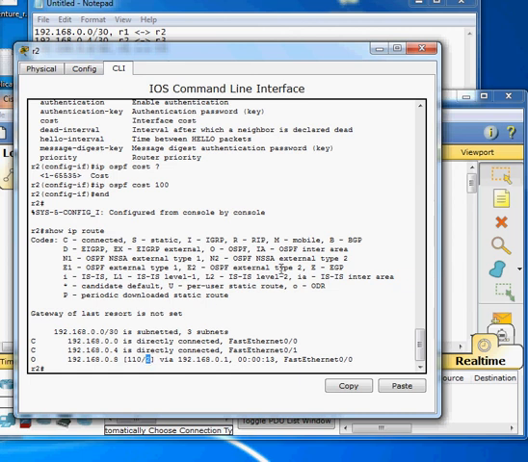So this is just an example of OSPF in action. Hopefully this was helpful. Thank you.